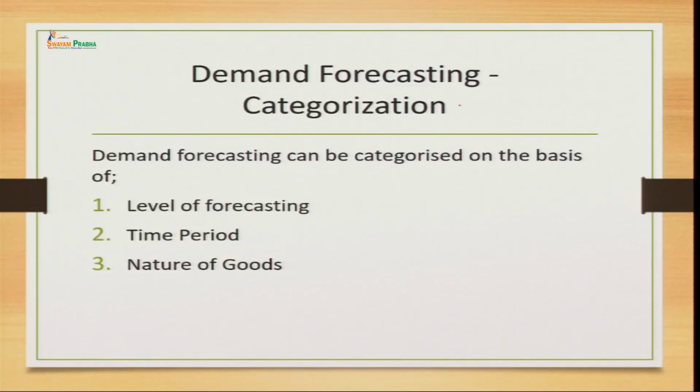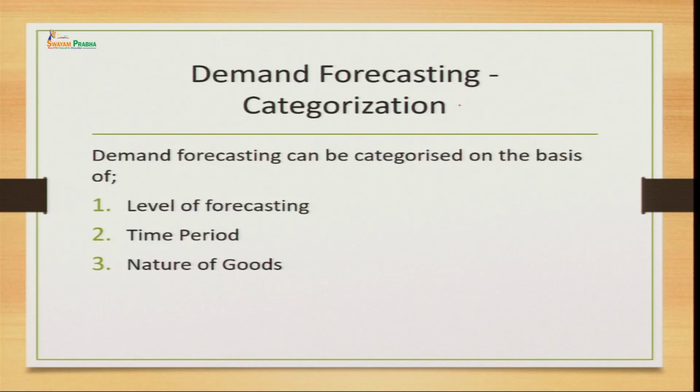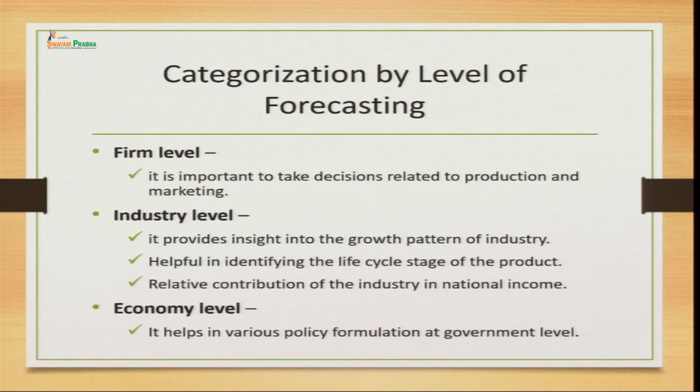Moving ahead, demand forecasting is done on different categorizations. Here we have written 3 bases on which we are going to categorize. Before we go for the forecasting of our demand, we need to know on what basis we are going to start our forecasting. So, we have 3 things through which we understand the concept: what level of forecasting we are doing, for which period of time we are forecasting demand, and for what nature of goods we are forecasting. These are the important factors you should be aware of before you start with demand forecasting. So, let us talk about the level of forecasting first.